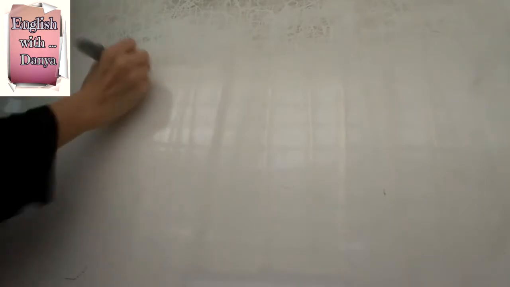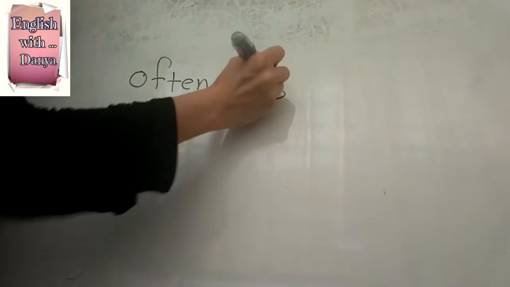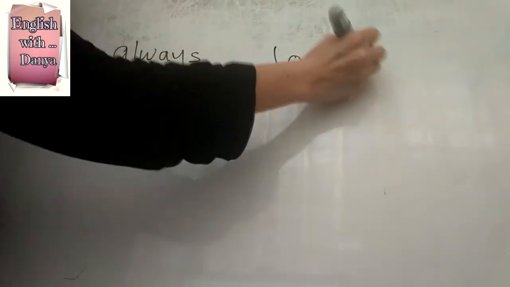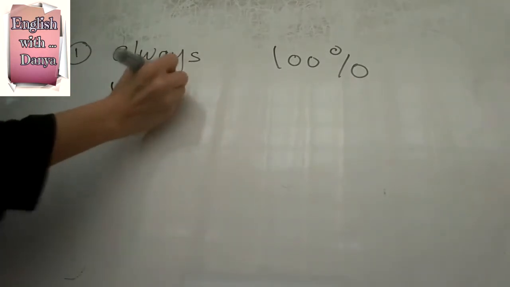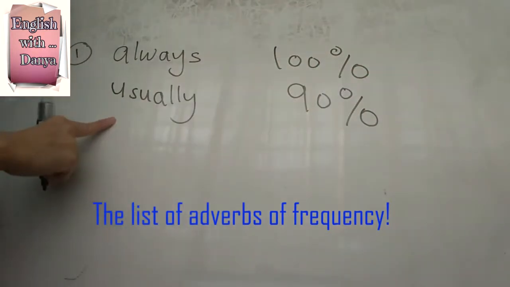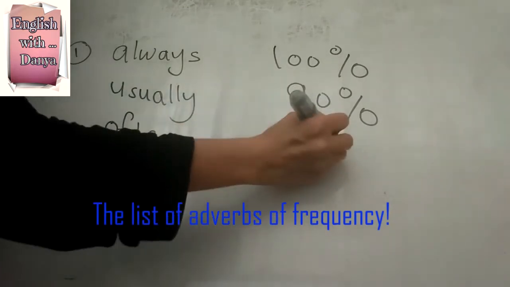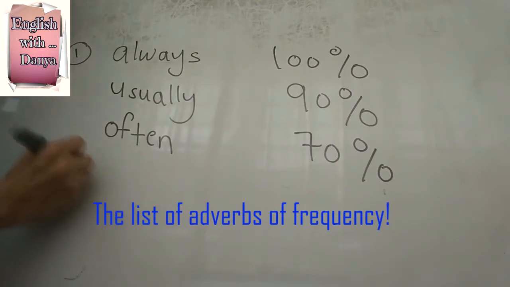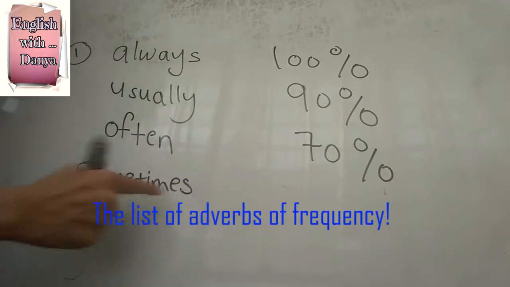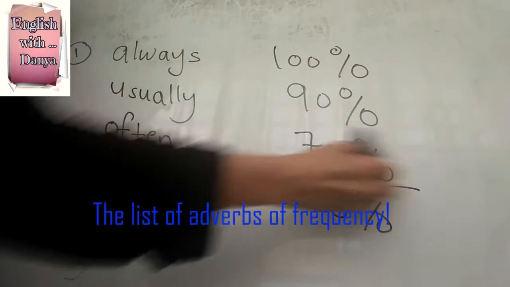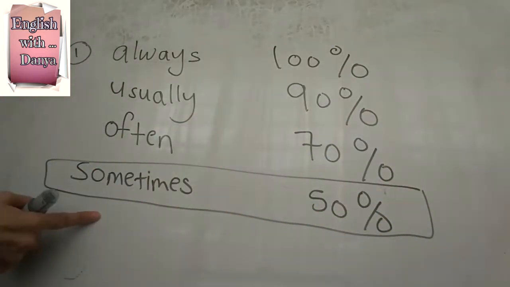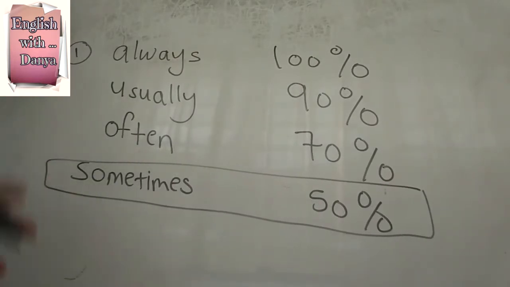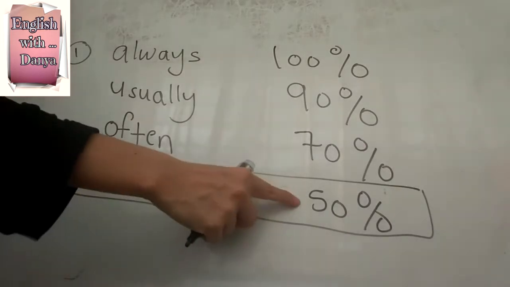Then we have often. And often here, you do something like 70% of the time. So always is number one, and always can be 100%, and then we have usually, can be 90%. After usually we have often, can be 70%, and then we have sometimes. Sometimes this is like in the middle, all right? So it can be 50%. When we say I sometimes do it, that means it's like in between, maybe yes, maybe no. Sometimes means it's only 50%.